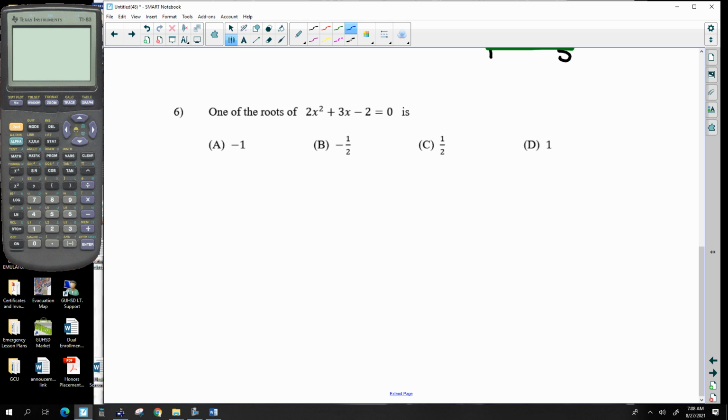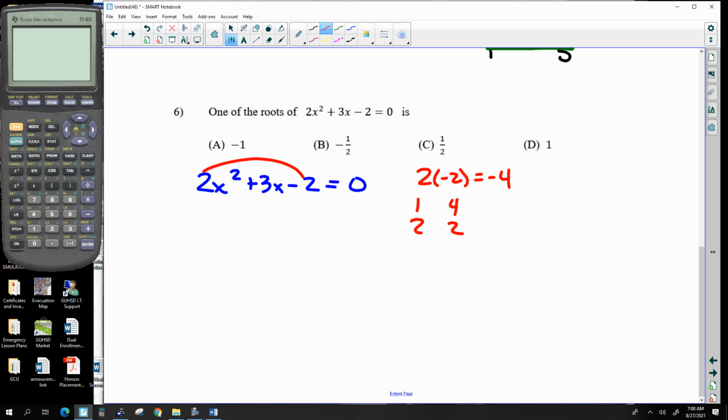Find the roots. This is complex ABC. So 2x squared plus 3x minus 2 is equal to 0. Complex ABC is you multiply the first and the last. So 2 and negative 2 is negative 4. And I find all the different ways that I can multiply to negative 4. Okay, I add to that middle number, which is a positive 3. That's the one that adds to a positive 3.